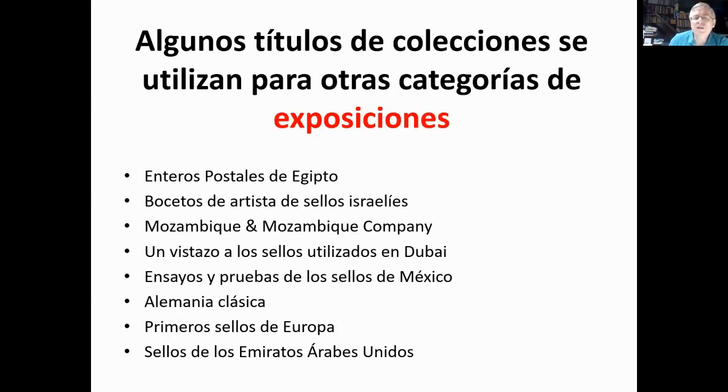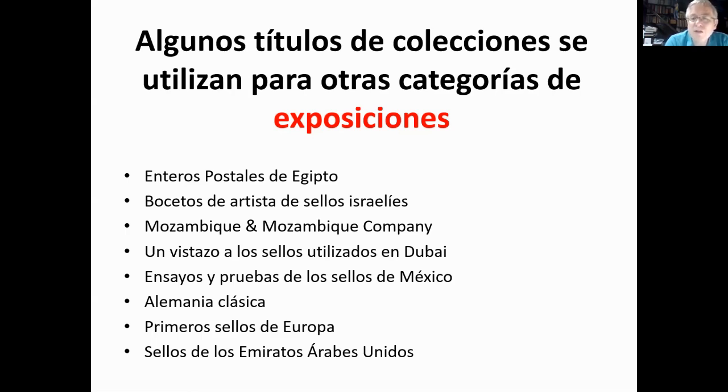Now, if we look at some of the other categories and some of the exhibit titles from those other categories, we have basically the same problem. Egyptian postal stationery: no sense of the time period, no sense as to whether it covers all types of postal stationery or just selected ones. Mozambique and Mozambique Company, again, no idea of the scope. The artist sketches of Israel, at least we have some definition that it is going to be proof and archival material, but again, no idea of the time period.